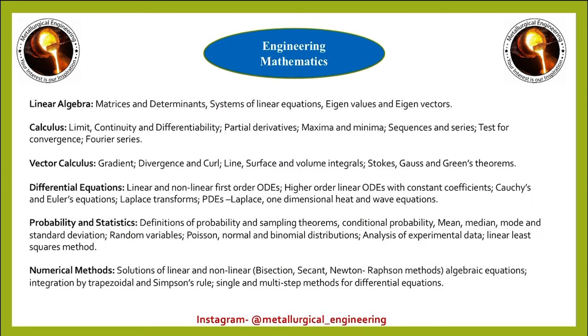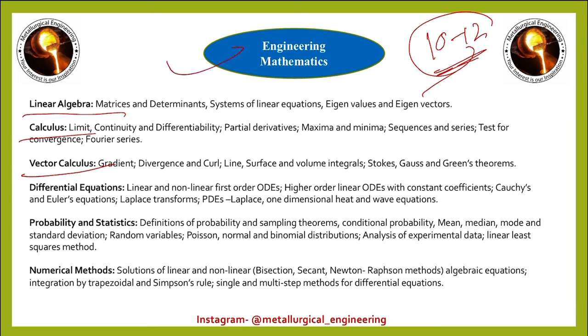Finally, engineering mathematics. You can get 10 to 12 marks from engineering mathematics. If you want to go close to 60 to 70 marks, it is useful to achieve around 7 to 8 marks from engineering mathematics. The syllabus is linear algebra, calculus, spectral calculus, differential equations, probability and statistics, numerical methods.